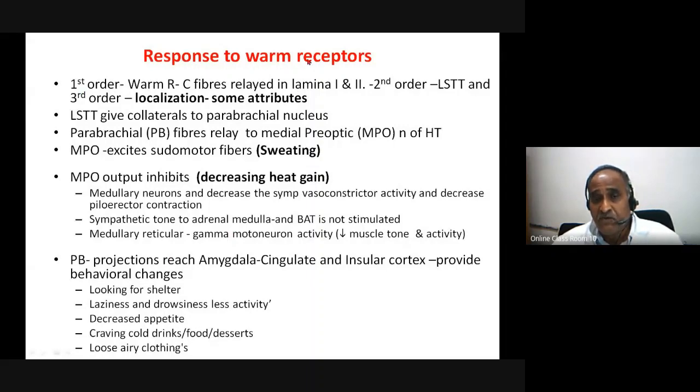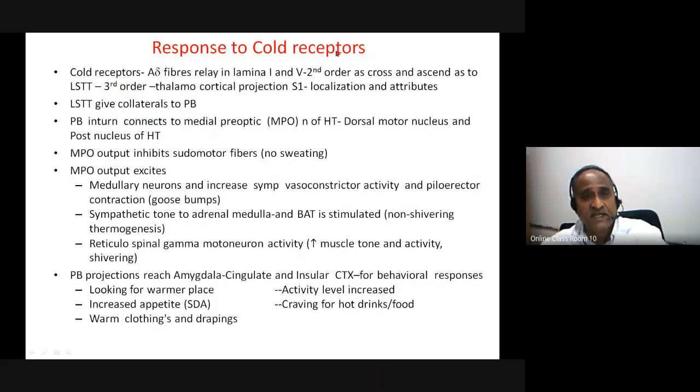This is what happens when the warm receptors are activated. What happens when the cold receptors are activated? I would not talk about the first part, wherein the cold receptors, A delta fibers, lamina 1, go to the lateral spinothalamic tract and the thalamocortical projection, S1, and so on. This is for localization and attributes of that cold sensation. But the sensations reaching the parabrachial nucleus in turn connect to the medial preoptic nucleus of the hypothalamus, and then that will connect to the dorsal motor nucleus and the posterior nucleus of the hypothalamus.